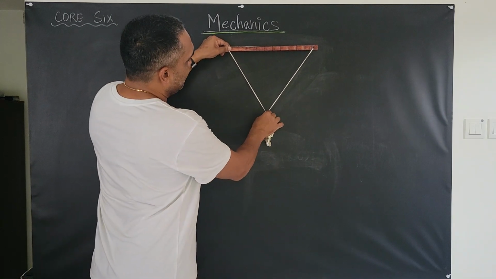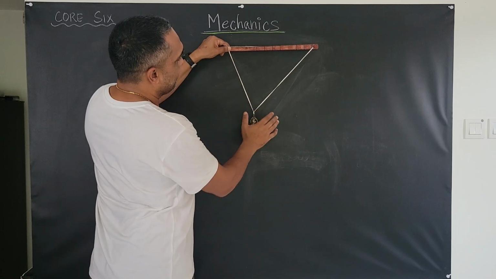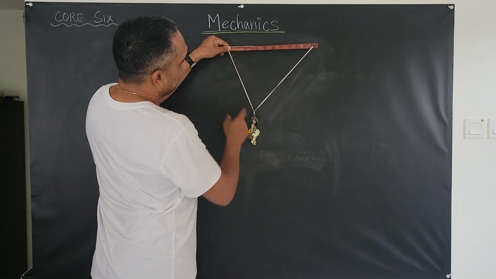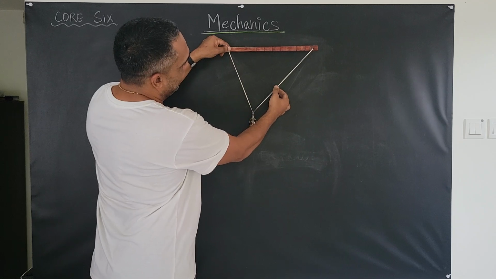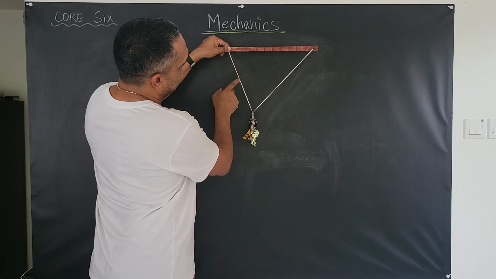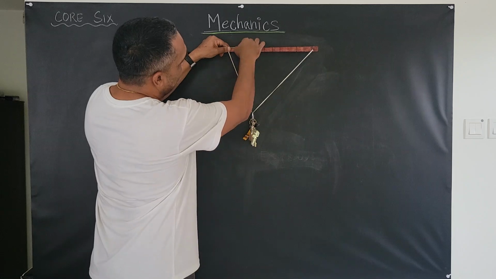But let's do this. Let's keep it somewhere here and see, fairly balanced. But the tension on these two, this is very loose. If you can notice, this is much looser. This one's a lot tighter. The string is a lot tighter.